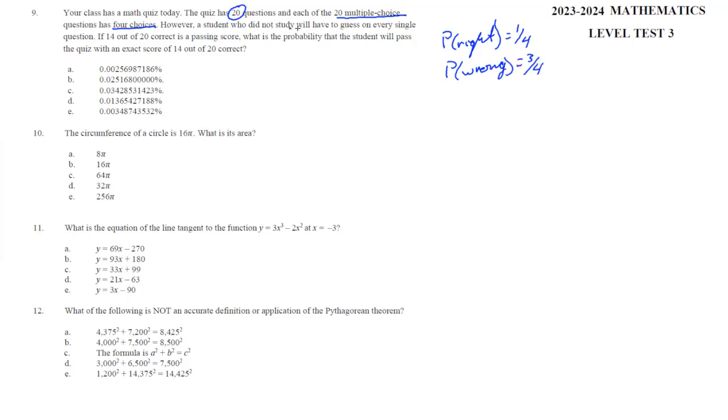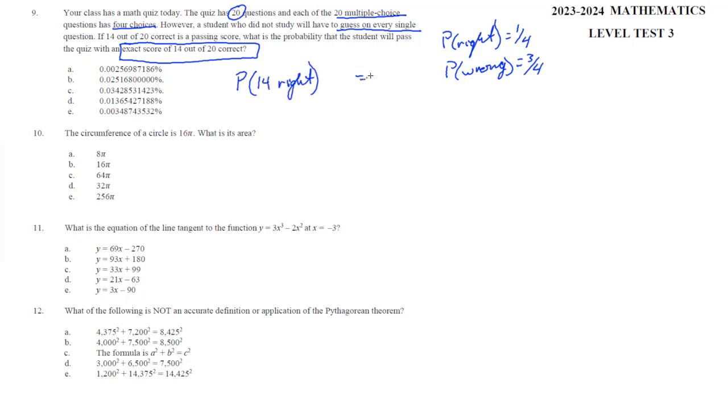However, a student who did not study will have to guess on every single one, so that's random. If 14 out of 20 correct is a passing score, what is the probability that the student will pass with an exact score of 14 out of 20? We've previously done problems where it says at least, but here we're going to do the probability of getting 14 right, the exact probability.